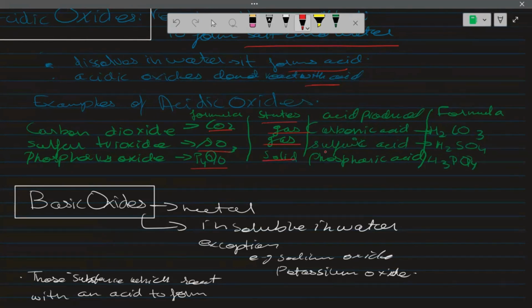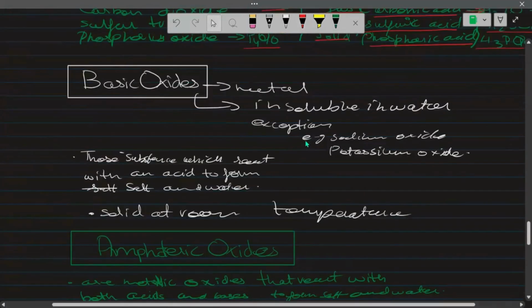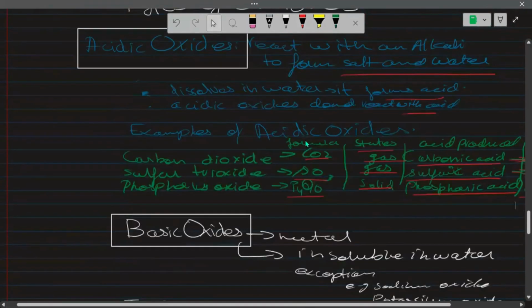Which acids are produced when they are in water? When carbon dioxide is in water, carbonic acid is produced, when sulfur dioxide is in water, sulfuric acid is produced, and when phosphorus oxide is in water, phosphoric acid is produced. The formulas of these acids: carbonic acid is H2CO3, sulfuric acid is H2SO4, and phosphoric acid is H3PO4. So we are done with acidic oxide.